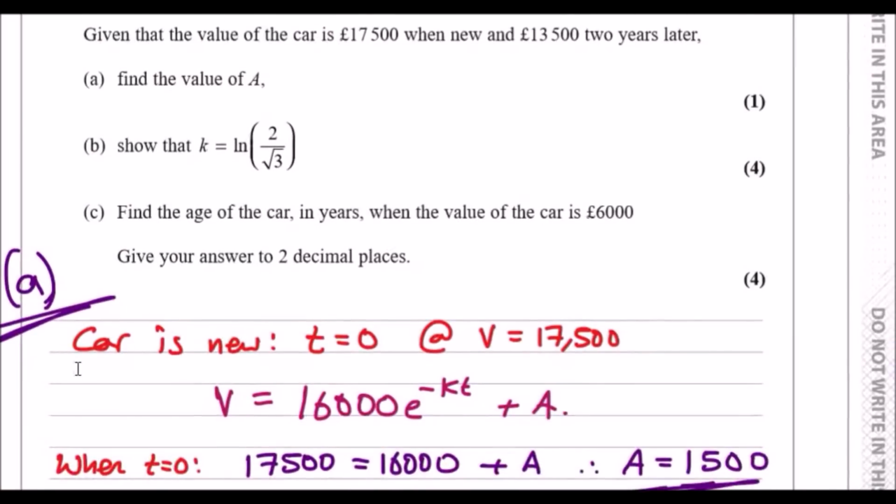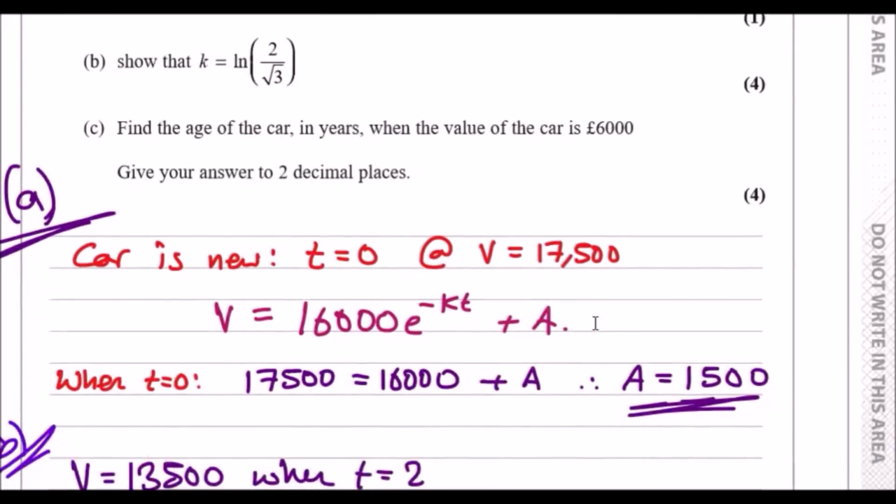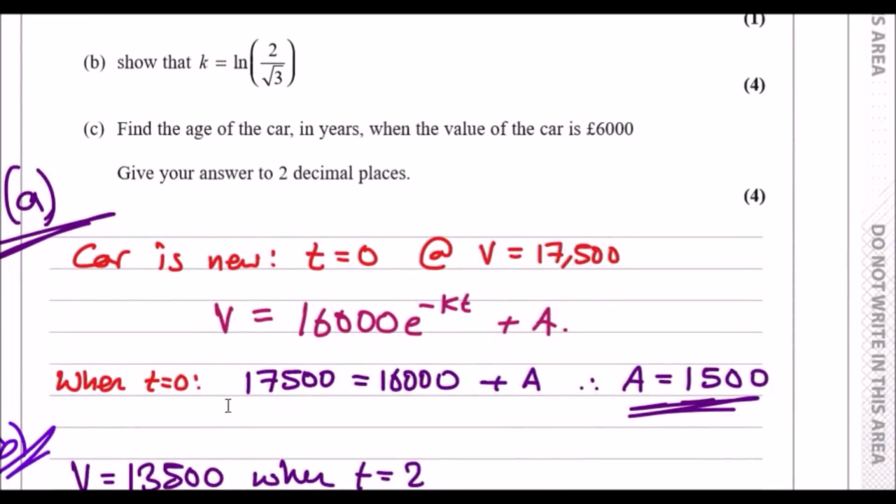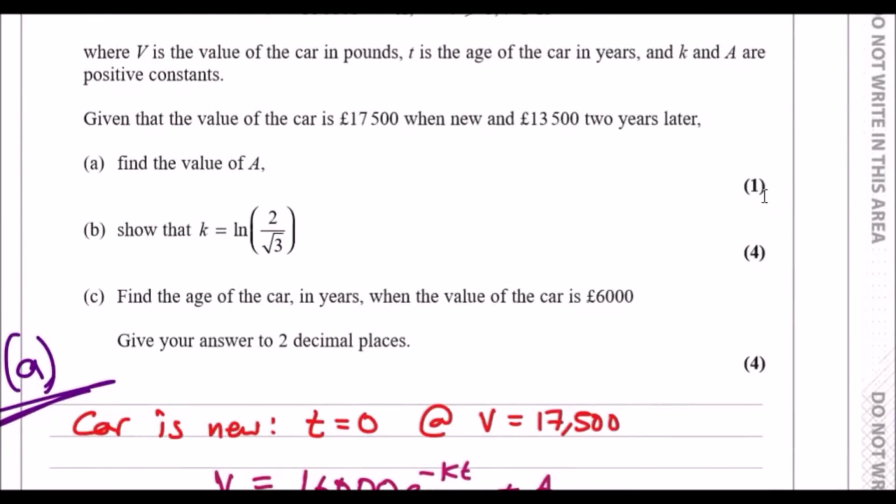So I said, since the car is new, this implies t is 0. So that means the value of the car is 17,500 pounds. All you want to do is use your original equation here, plug in the value for V as 17,500 and plug in t equals 0. Quick recap: e to the power 0 is always 1, anything to the power 0 is 1. So you're just left with 16,000. Rearrange and make a the subject, and voila, 1,500 pounds. And that's your constant for a. So that's part a done, 1 mark, so not too bad.